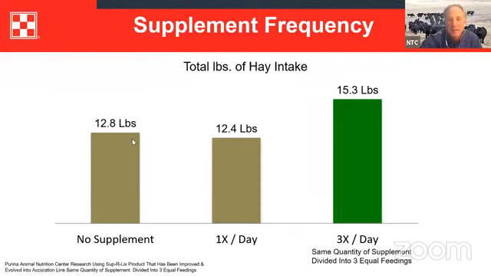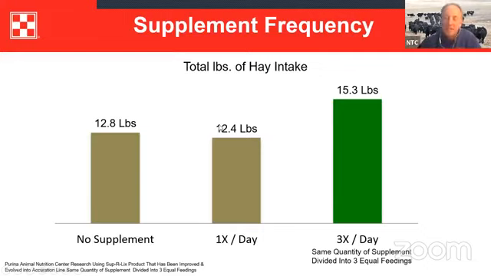And what you'll see is we only fed those cattle 3 pounds 1 time a day. Forage intake really didn't change. The cattle still consumed about 12 pounds. However, if we pop that plug 3 times and each time we only put in 1 pound, forage intake went up.